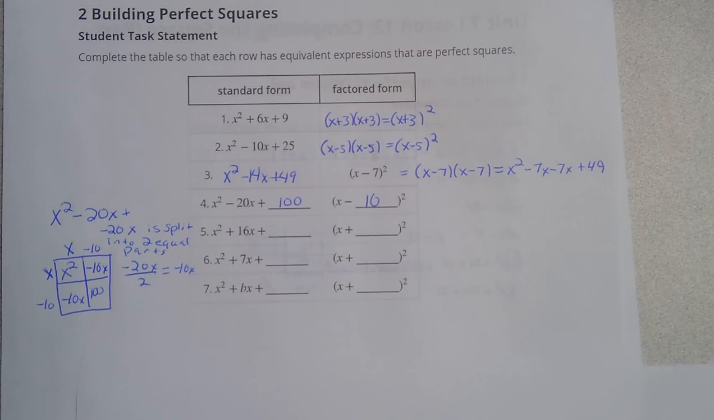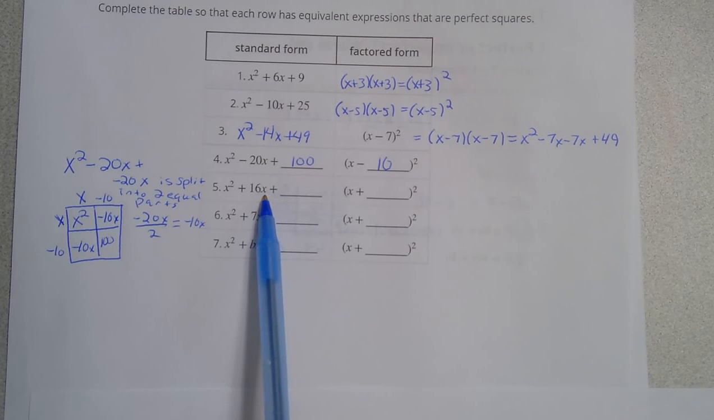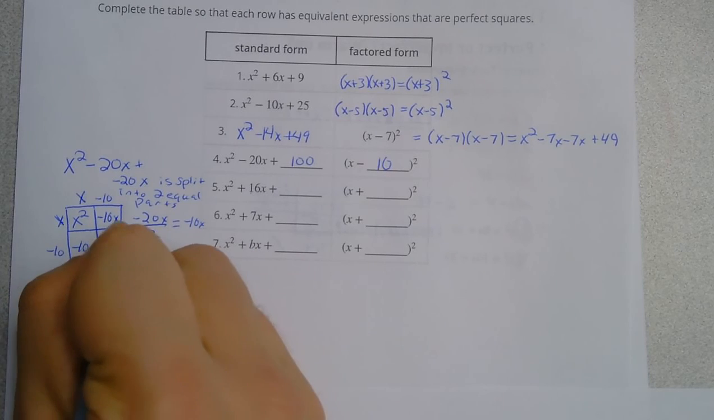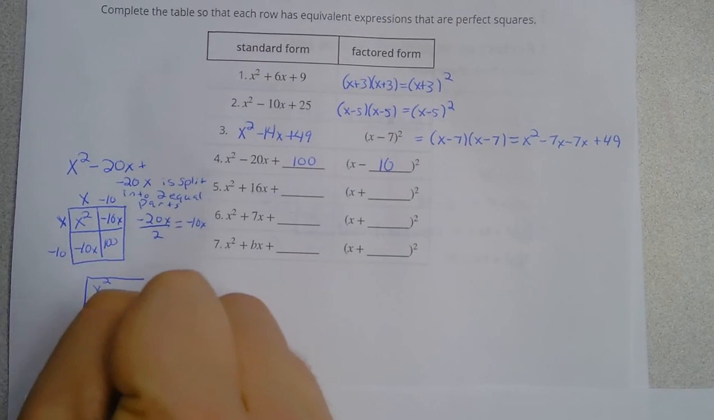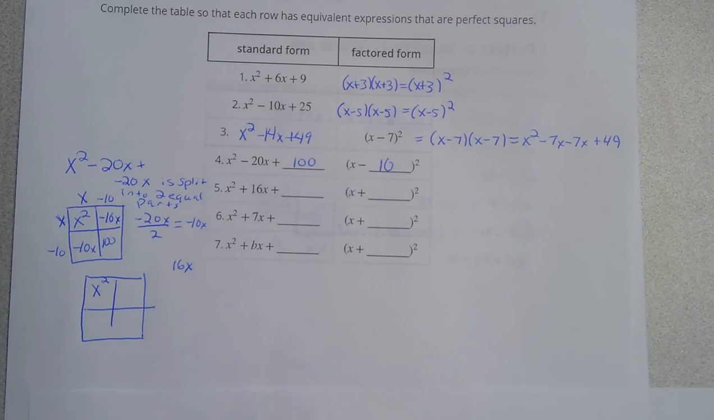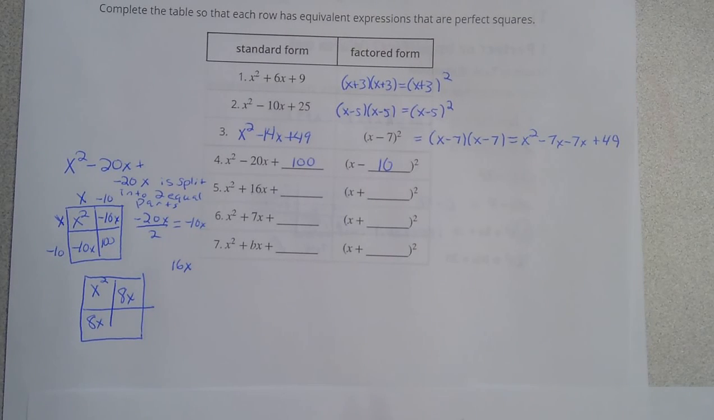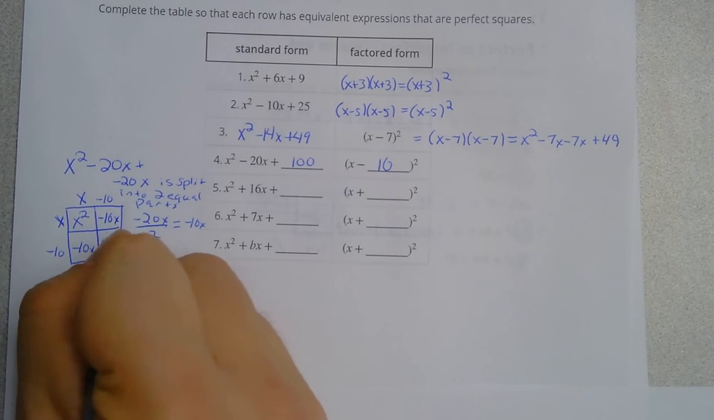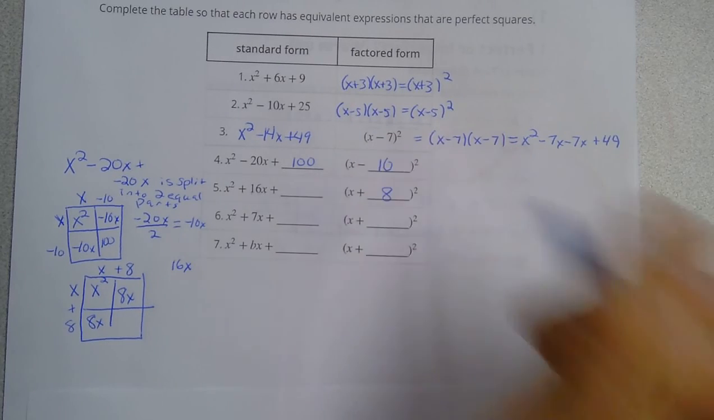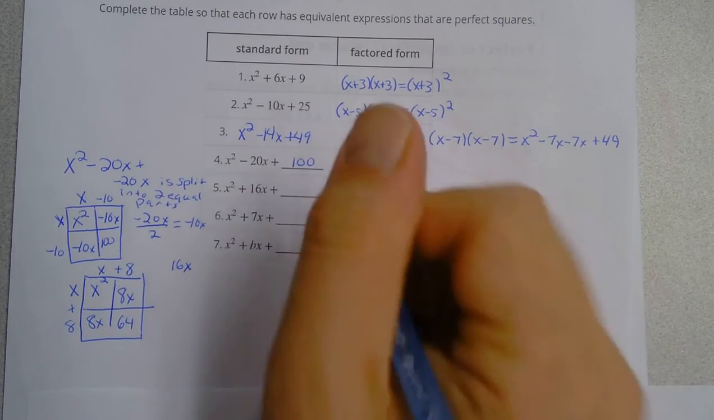All right. So for number 5, we have x squared plus 16x. Well, if I'm trying to think of my two terms, we have x squared and 16x. Well, dividing that by 2, I'm going to have 8x and 8x. So on the outside, I'm going to have x and x, and it's going to be x plus 8 and x plus 8. So that's going to be x plus 8 squared. And then 8 times 8 is going to give me 64.